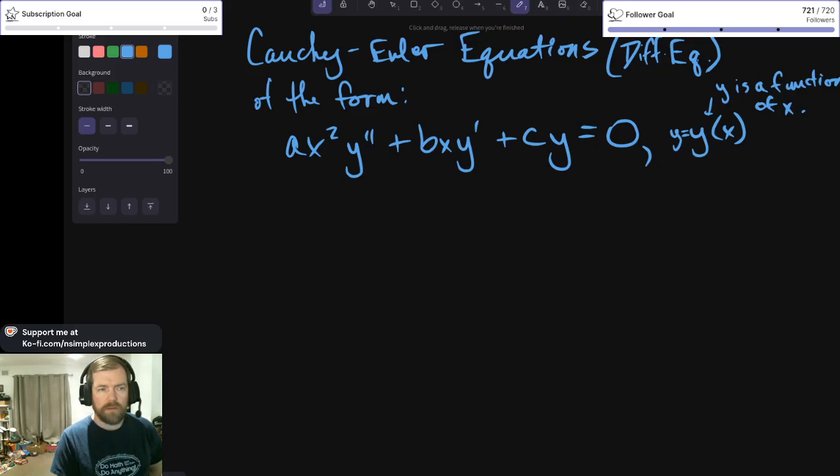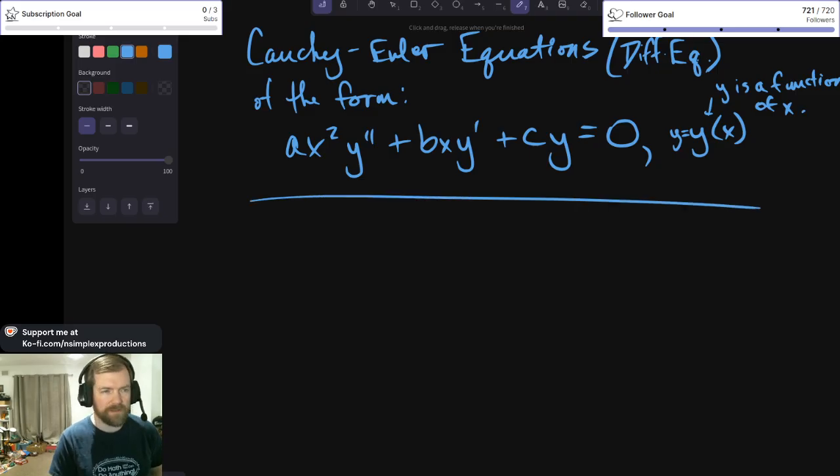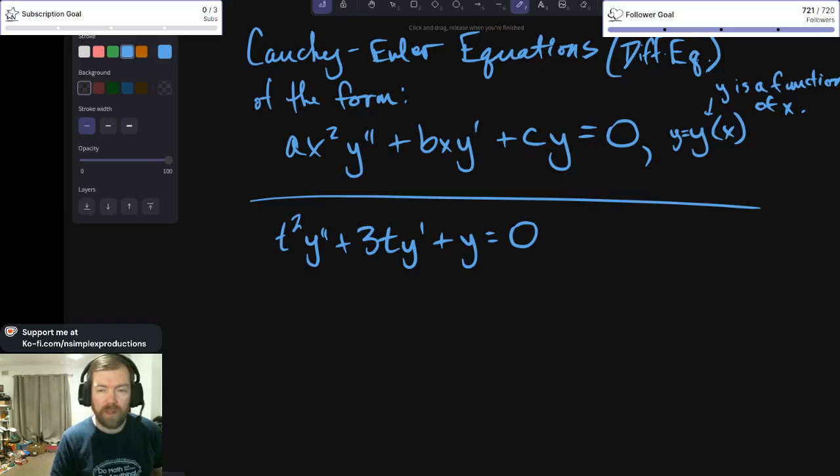Okay. So, for instance, t squared y double prime plus 3t y prime plus y equals 0. Initial condition, y of 1 equals 0, y prime of 1 equals 1.